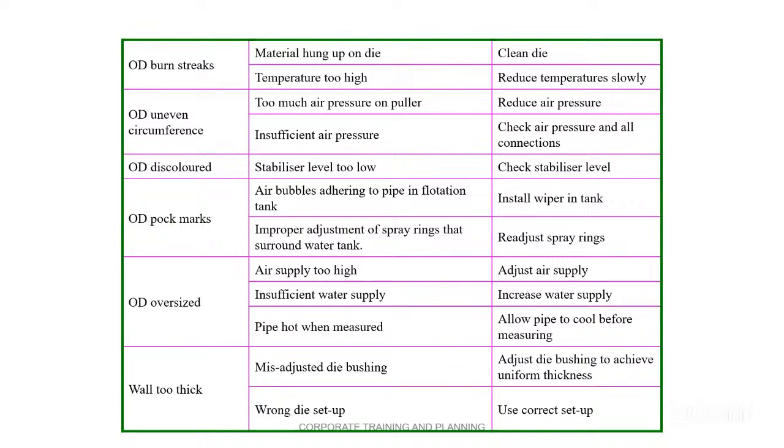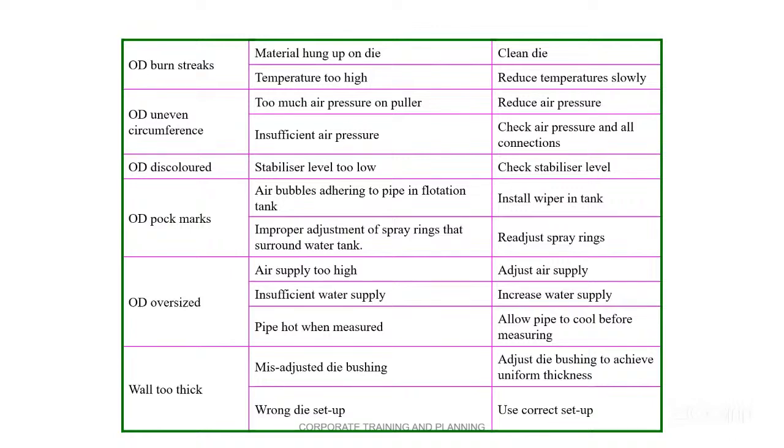Therefore, you have to always check the air pressure in the pipe. Then discoloration. Suppose you see the outside diameter of the pipe surface, you are expecting a light red color, but it may have some dark red color. Why does this happen? This happens due to the stabilizer level being too low. Therefore, check the stabilizer level.